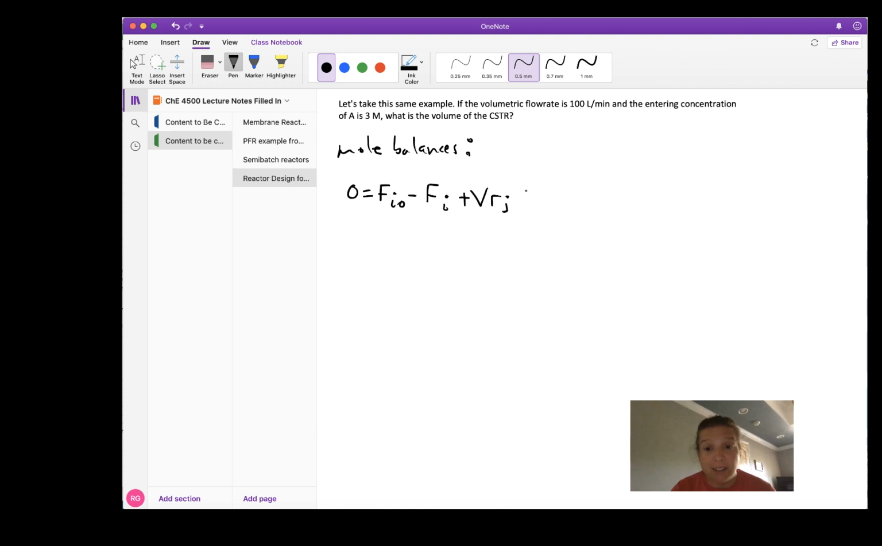So in this case, I already know what my different rate expressions are. The volume is what I want to solve for. That means I just need to know these terms. So for everything except for species A, this term is 0 because A is the only thing that enters. FA naught is going to be equal to CA naught, which I know, times the volumetric flow rate. This is a liquid phase reaction, so my volumetric flow rate is constant. That means all of these terms are going to be equal to the concentration, which are given, times the volumetric flow rate.